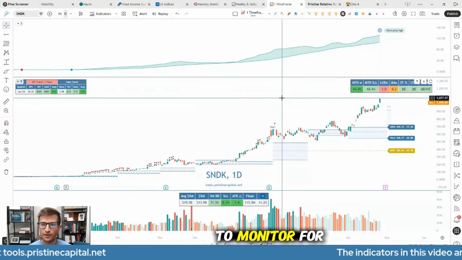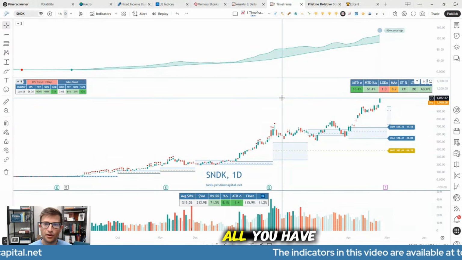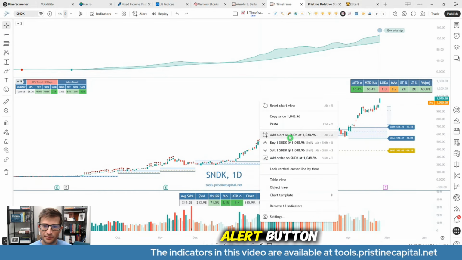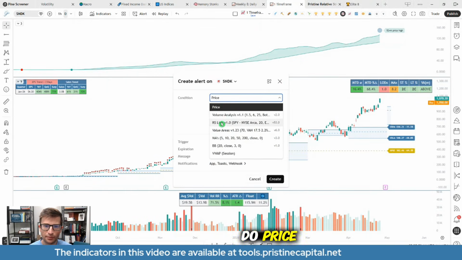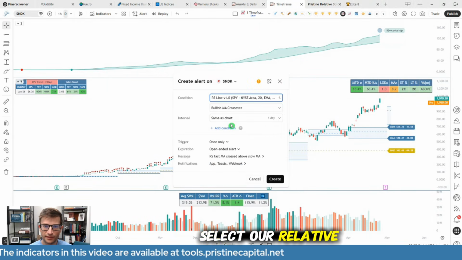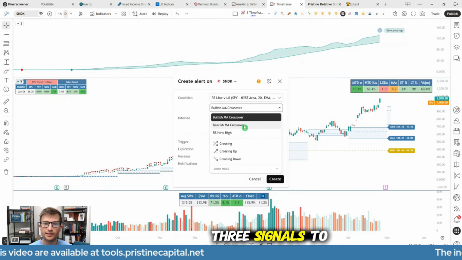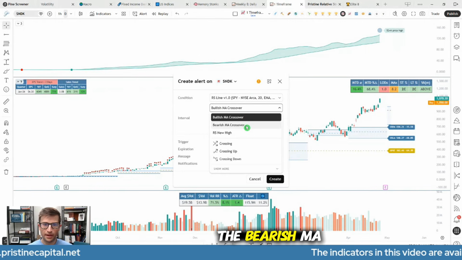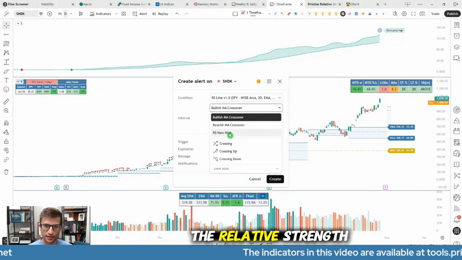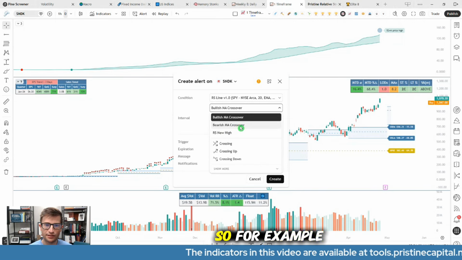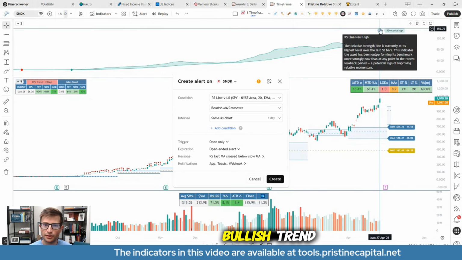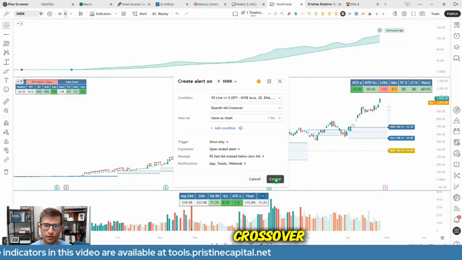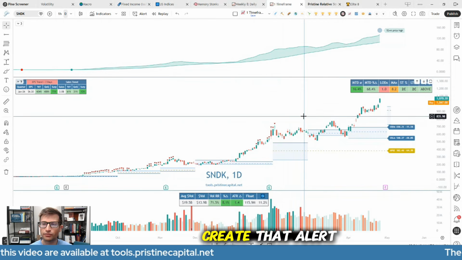If you'd like to monitor for the signals in our indicator, all you have to do is right click on any chart, click this add alert button, and then we're going to shift. We're not going to do price. We're actually going to select our relative strength line indicator. And we have 3 signals to choose from. Very simple. We have the bullish MA crossover, the bearish MA crossover, and we have the relative strength line new high. So for example, because this is in such a bullish trend, if I'm looking for a trend reversal, we select this bearish MA crossover, and I'm going to go ahead and create that alert.